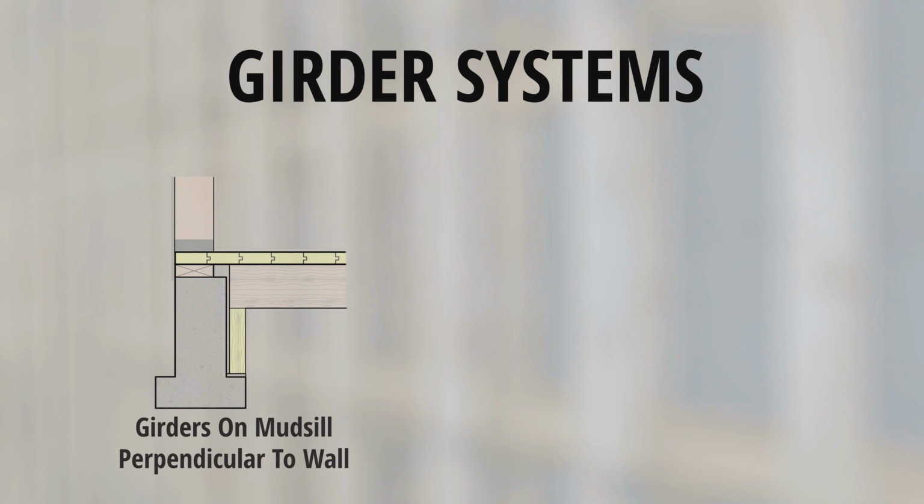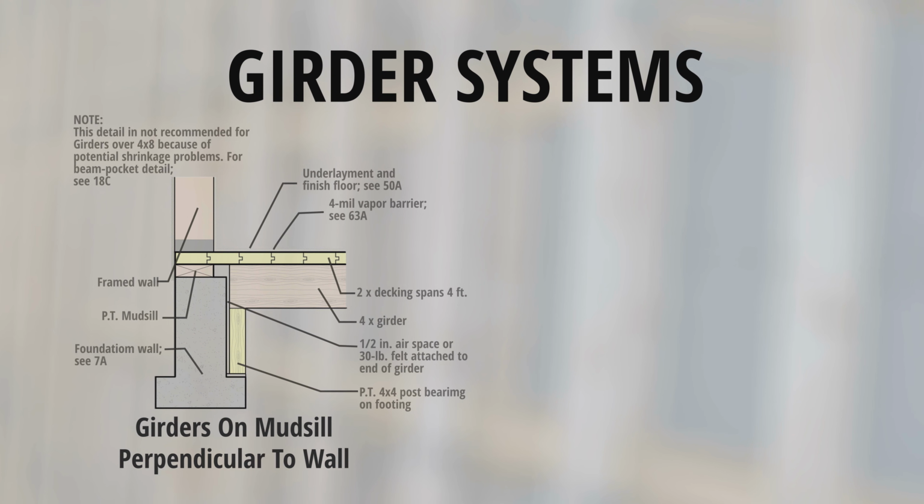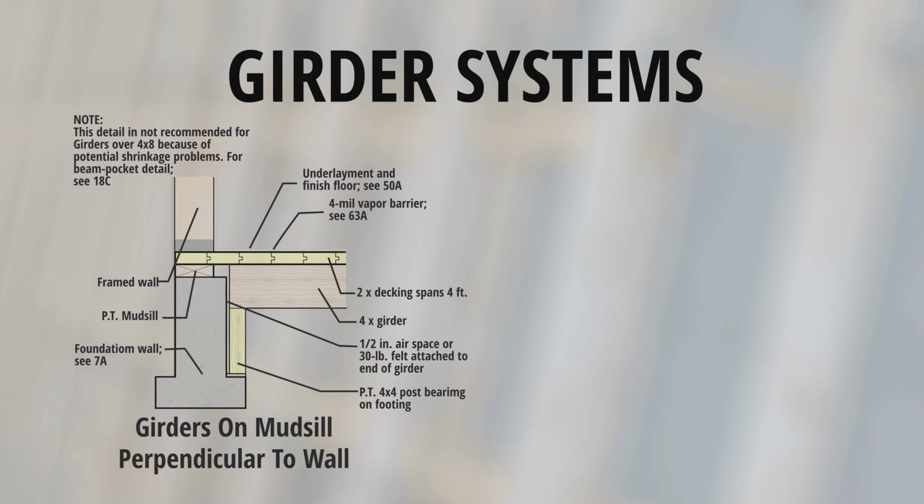Girder systems. 1. Girders flush with mud sill perpendicular to wall. Note, this detail is not recommended for girders over 4x8 because of potential shrinkage problems. Framed wall, pressure-treated mud sill, foundation wall. Underlayment and finished floor, 4 mm vapor barrier, 2x decking spans 4 feet, 4x girder, half-inch airspace or 30-pound felt attached to end of girder, pressure-treated 4x4 post bearing on footing.